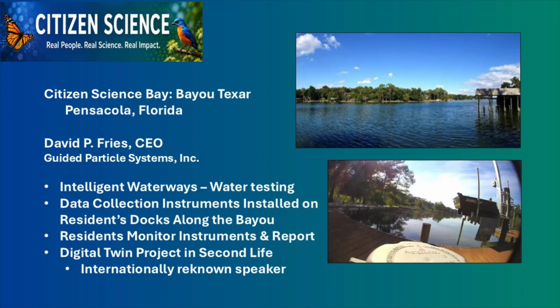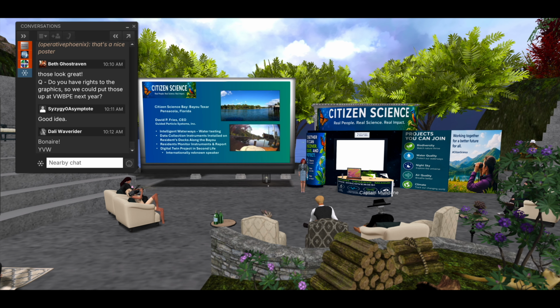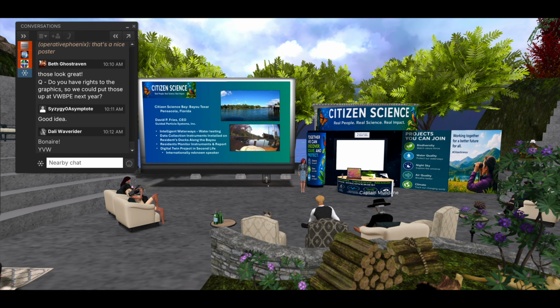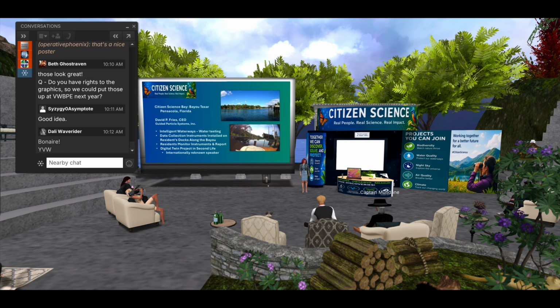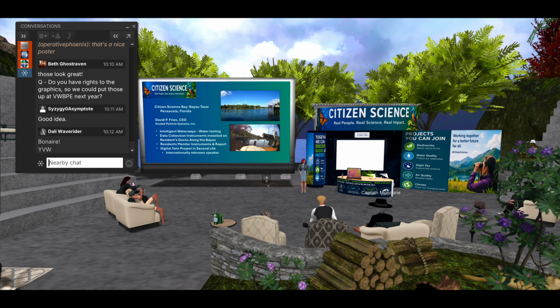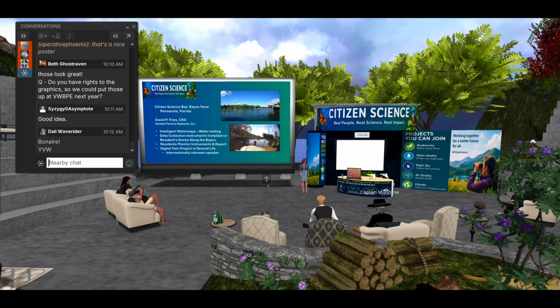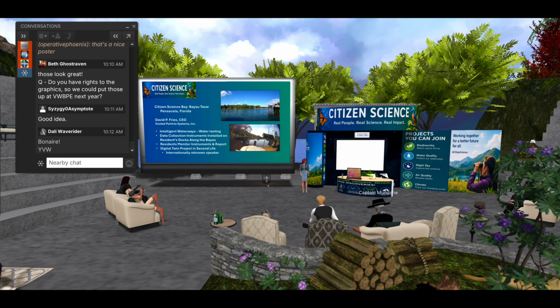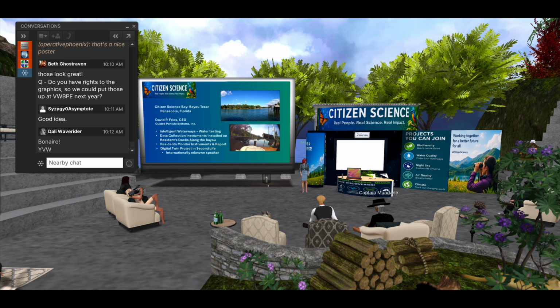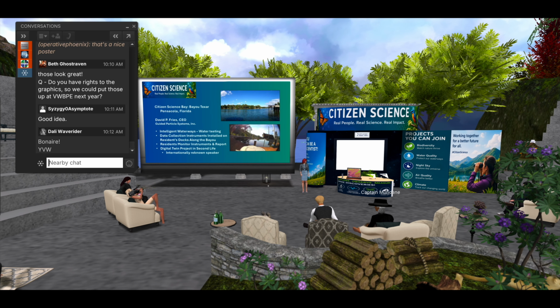project. The last one I was involved with in Second Life is Citizen Science Bay, Bayou Tahar, and it's in Pensacola, Florida, and it was created by my colleague David Fries, who you heard speak a couple of weeks ago. Is David here? I didn't see if he came in or not. No, I guess he didn't make it. I was going to ask him to do a little update. Anyway, this was an intelligent waterways project that he called. It was about water testing along the bayou. And he recruited citizens in Pensacola to have instruments installed on their deck or their dock along the bayou. And the residents would monitor the water quality and report back to him.